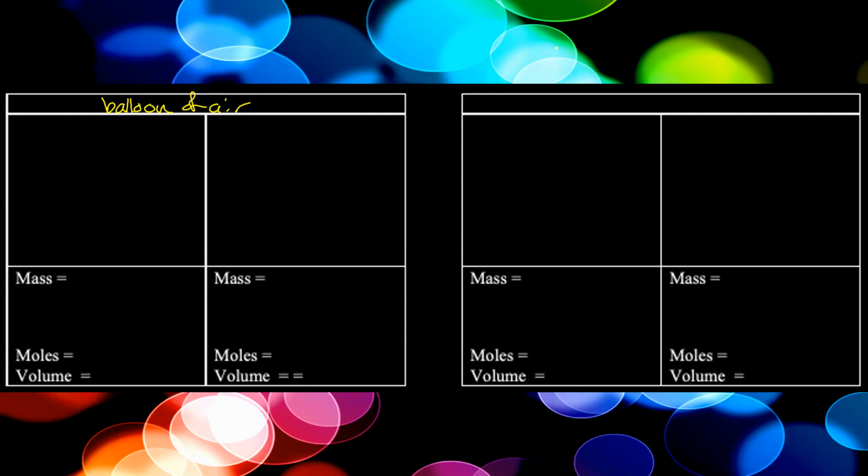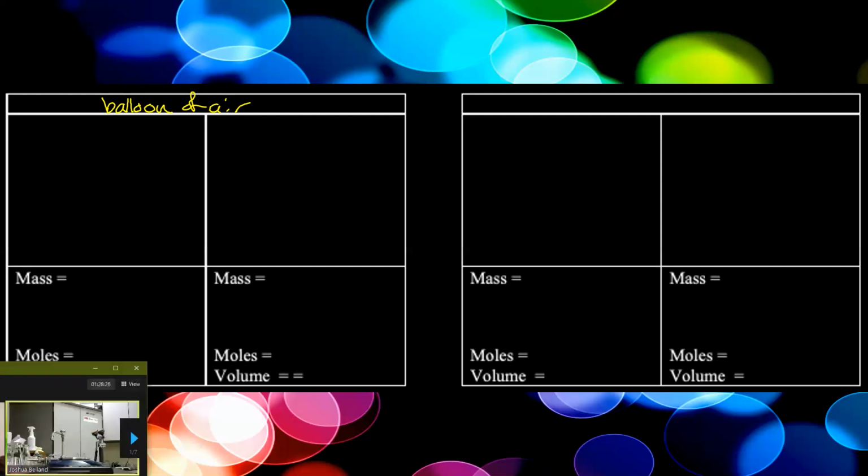I'm going to try to drag this over so it's easier for the online students to see. Here's my little window of what's going on in the room. Okay, I have a balloon. I'm going to put it on the scale here and zero out the scale. So now the balloon has no weight on the scale. And I'm going to put some air into it.